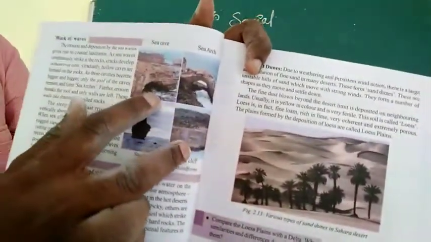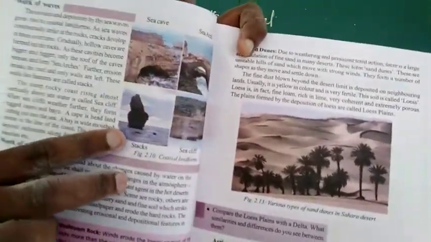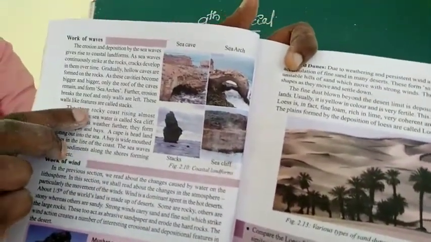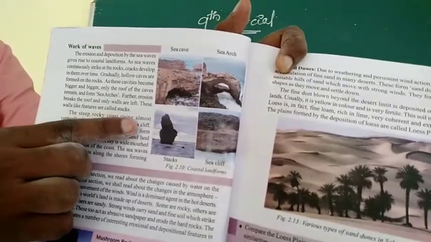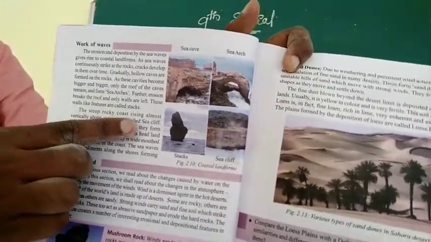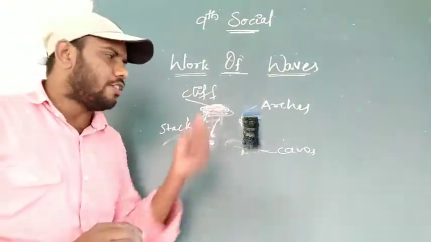Here is the picture I showed you. Remember, this is a sea cave. After the sea arch is formed, next this is a sea stack, and this is the sea cliff. So remember the definition of the sea cliff given here: the steep rocky coast rising almost vertically above the sea water is called a sea cliff. So lastly we got a sea cliff.